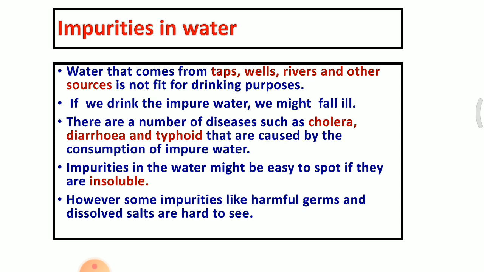Impurities in the water might be easy to spot if they are insoluble. So how do you know that the impurities are present in the water? When we put dried leaves and papers, they are visible to our eye, and also they are not mixed with water, they are insoluble. So we can easily spot that this water contains some impurities.